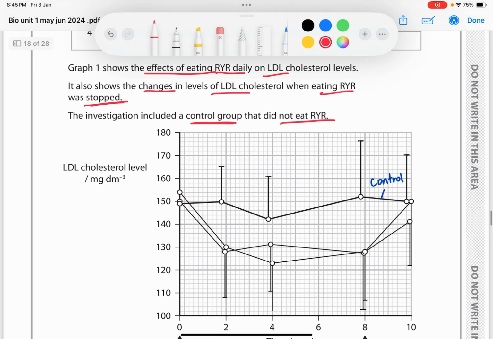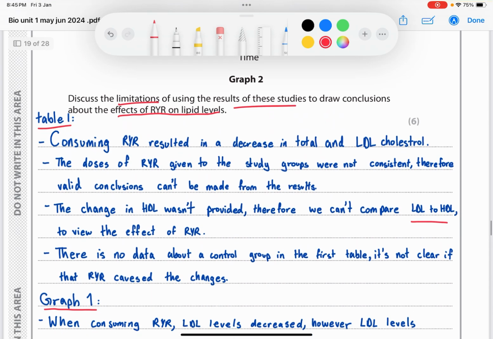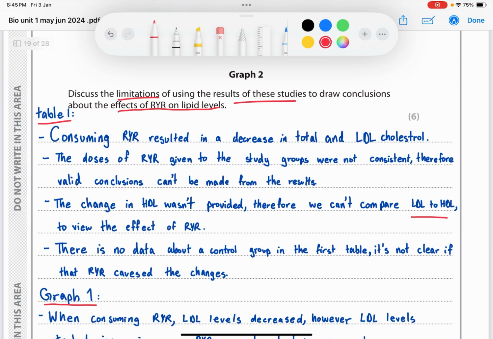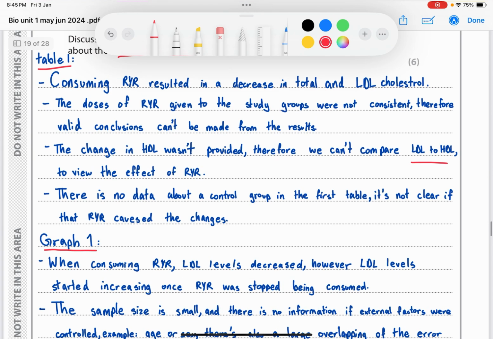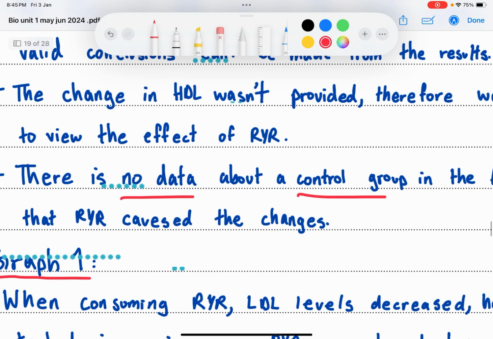Therefore, we can't view the effect that RYR has on the lipid levels in an effective manner. And the last point is there is no data about a control group in the first table. It's not clear if the RYR caused the changes. There is another spelling error right over here. You have to be very careful when it comes to these spelling errors, especially in this question.